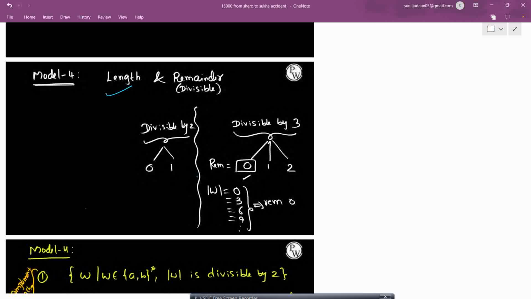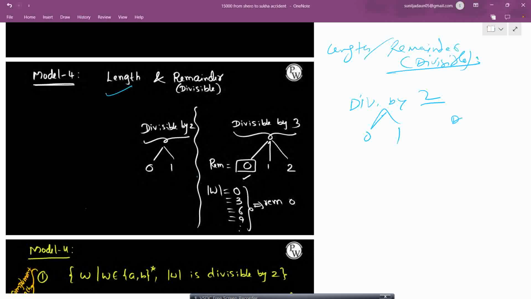Alright. So the length of a string, or number of symbols, or remainder, divisible by some number also. That's the case. Divisible by 2: if the number of a's is divisible by 2, then the remainder would be 0 and 1. Divisible by 3, then the remainder would be 0, 1 and 2. Right?